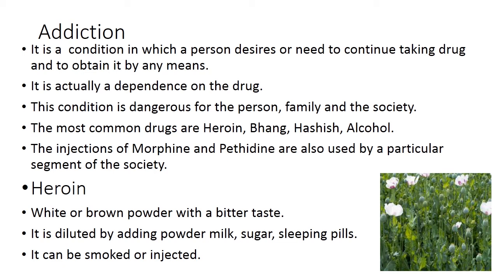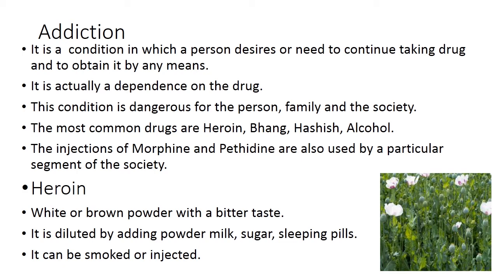Okay, so let's discuss some major drugs. The first drug is heroin. It is a white or brown powder with a bitter taste. So if someone tastes heroin for the first time, he will not enjoy that taste because it is bitter. It is diluted by adding powder milk, sugar, sleeping pills, or some other sweetener. It can be smoked, that means taken through a cigarette, or it can be injected in the veins.